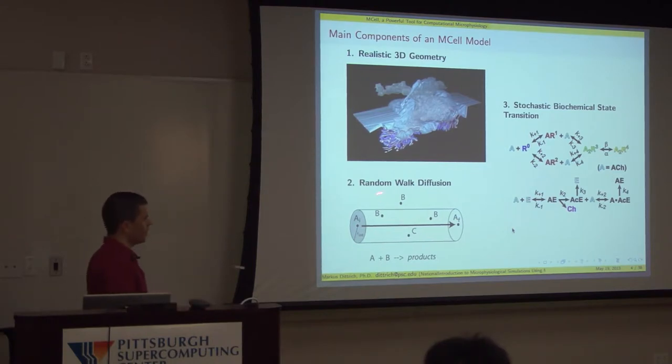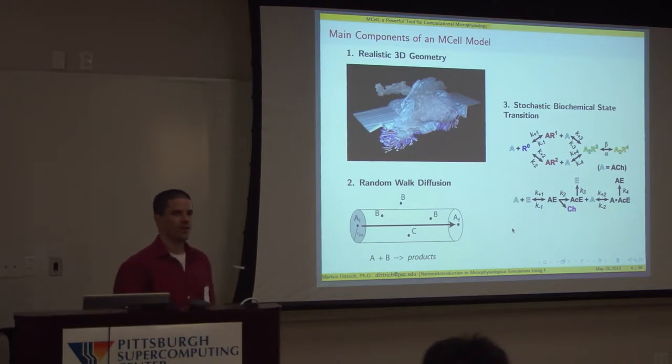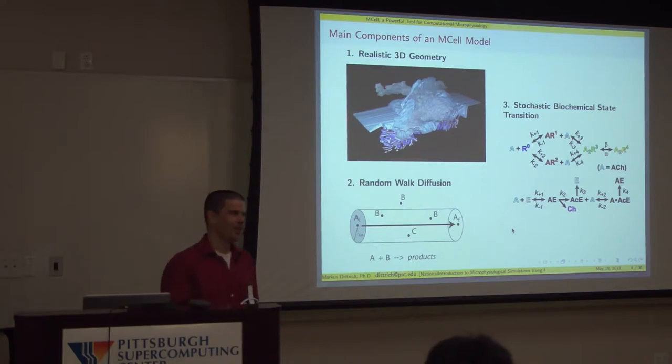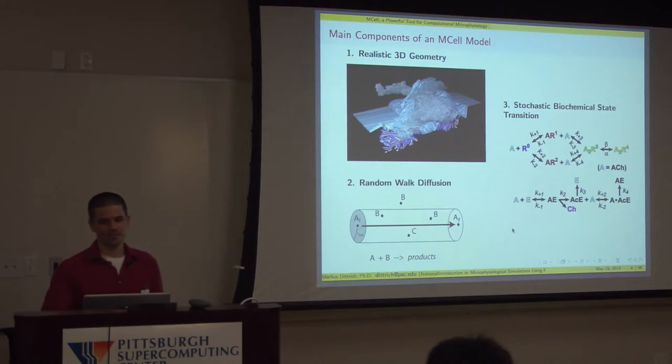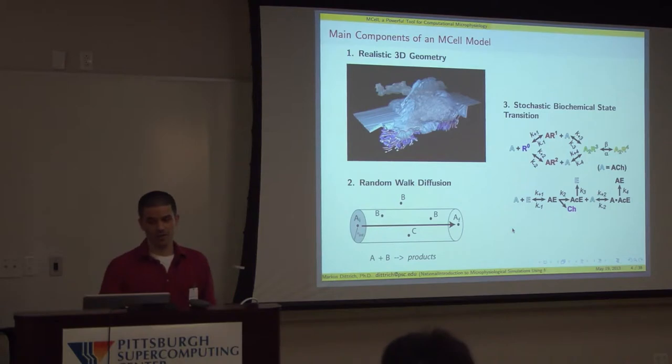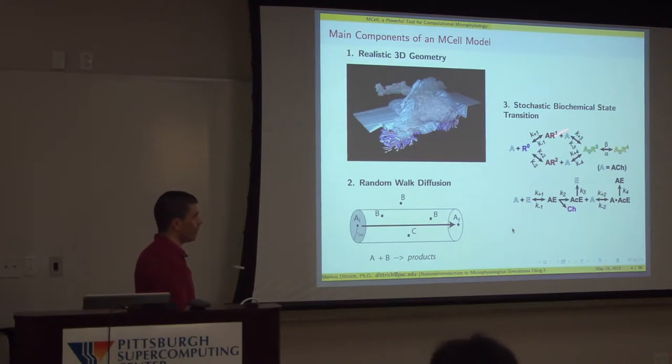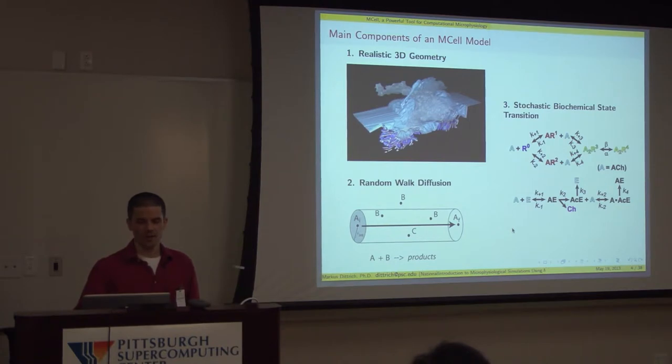So if there's a higher concentration of B molecules around where it starts, it'll react with those more. So basically, you have a better sampling of your space that way. This is how M-cell works. These are three ingredients: geometry, random walk diffusion, and stochastic biochemical state transition. You can see they can be quite complex, so you can model fairly complicated systems using that.